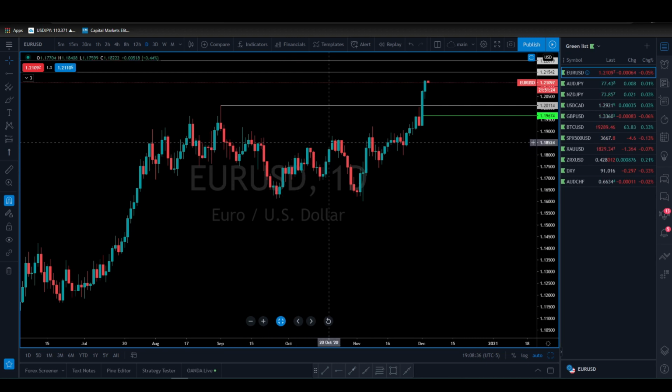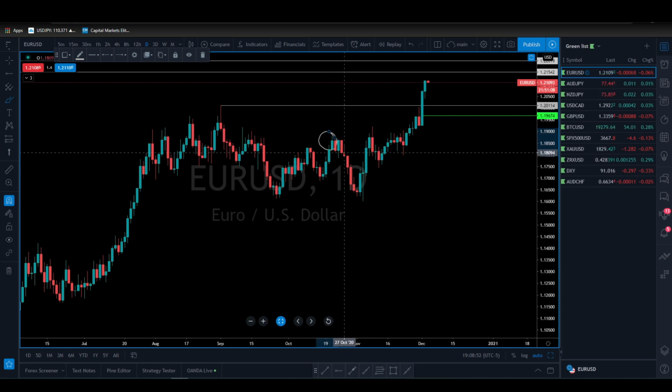Basically, on a daily chart, you can see market structure highs. For instance, this high right here would be considered a market structure high. Price moved up, created a high, traded sideways, and then moved down.